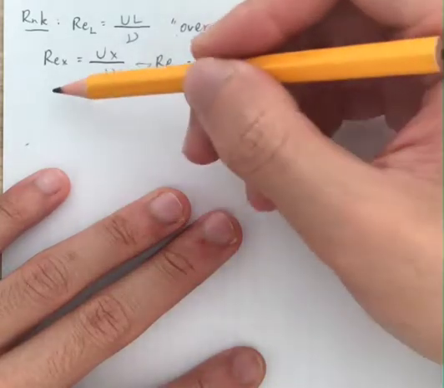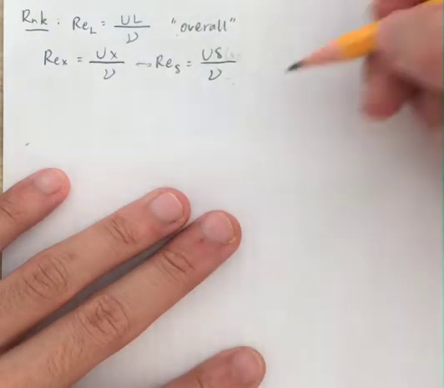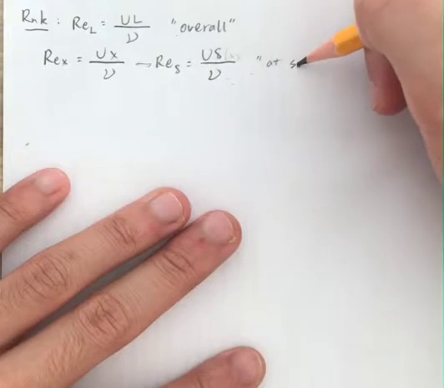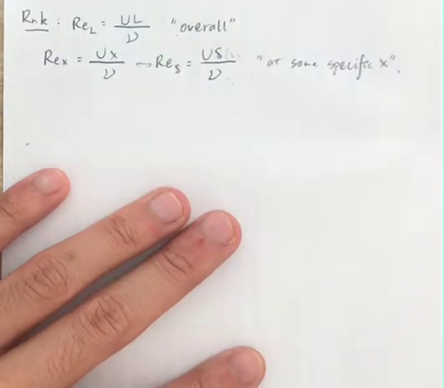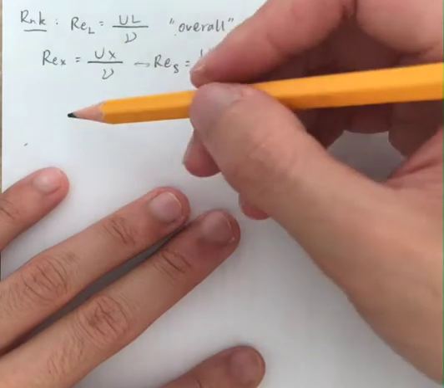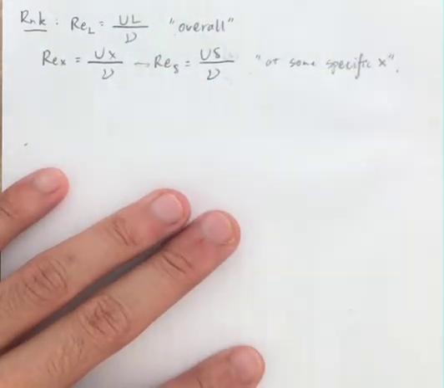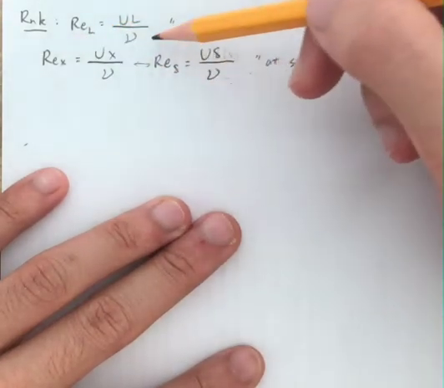Do you agree that in this kind of Reynolds number, we are considering the flow conditions at some specific x, right? At some specific x. So if we want to study the effect of our flow conditions transition from laminar to turbulent, then we need to consider which kind of Reynolds number? This kind, but not this kind, right?